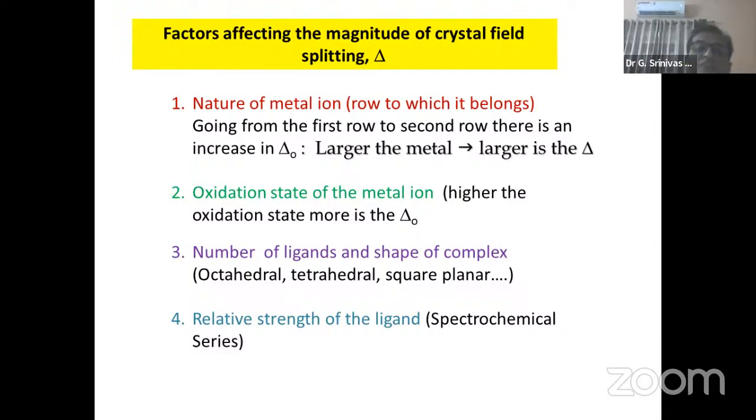So these are the main 4 factors: the nature of the metal ion, the oxidation state of the metal ion, the number of ligands and shape of the complex, and the relative strength of the ligand. These are the 4 factors that will affect the magnitude of the crystal field stabilization energy. These will affect the CFSE values, so you can find a lot of questions from this one.